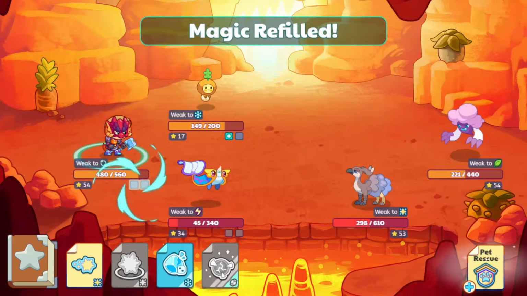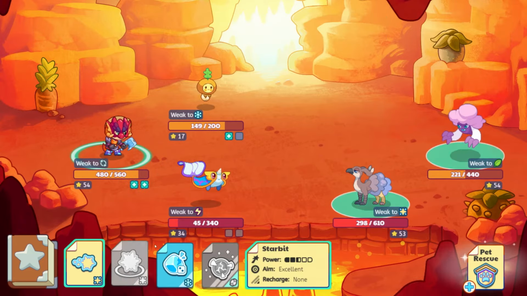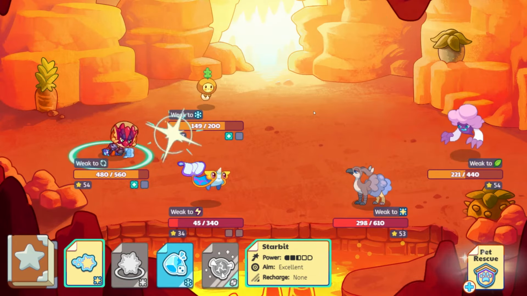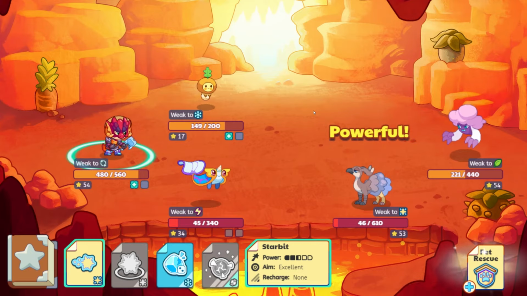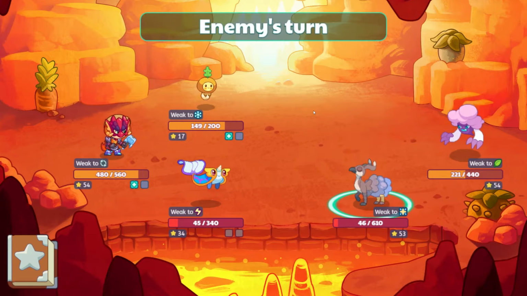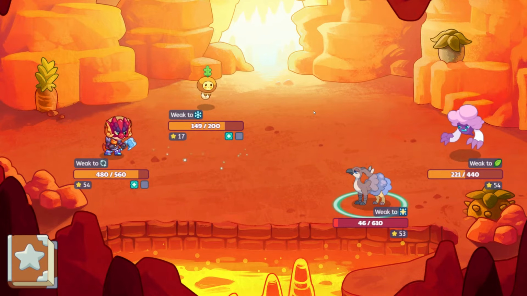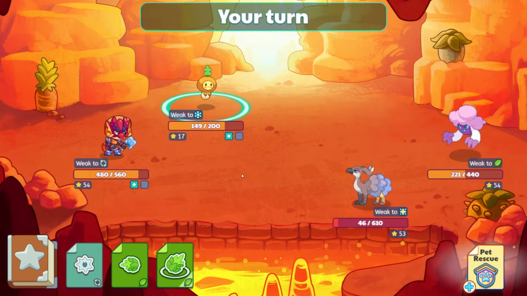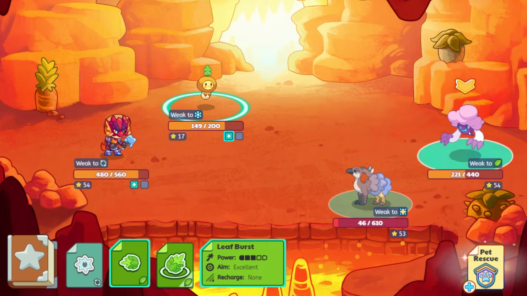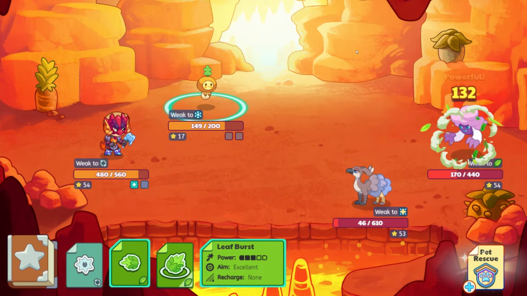Woohoo! All right, hopefully Starbit finishes up Hyphon. No. Goodbye. At least it went after that. All right, Cabbage is not strong enough, but it's something.